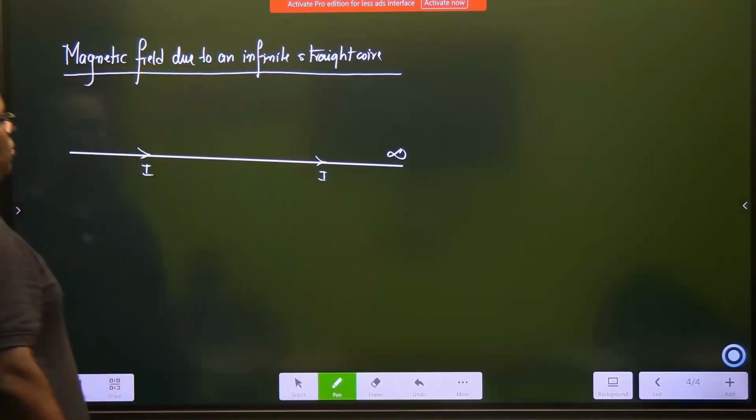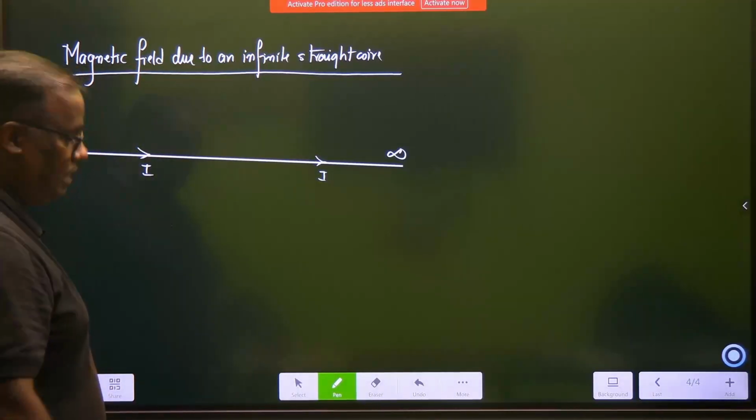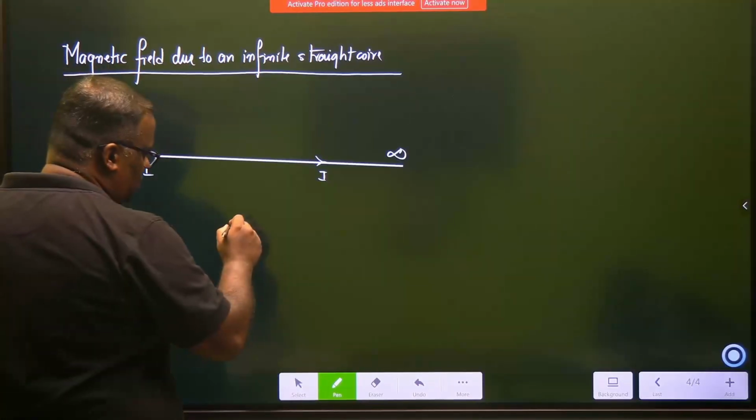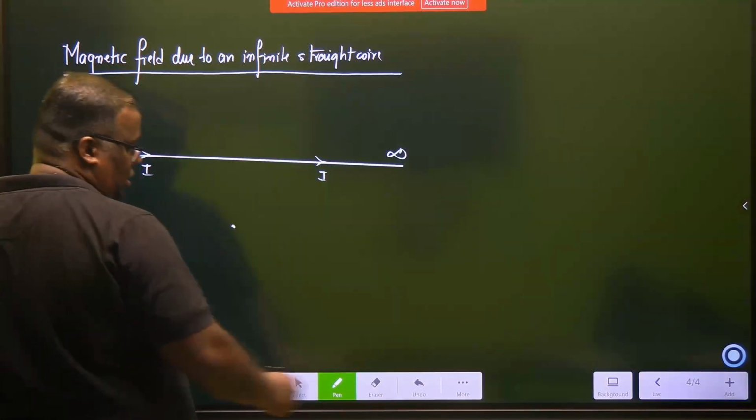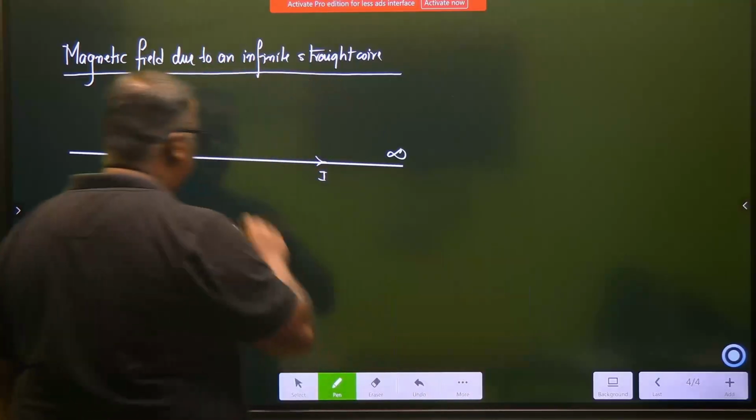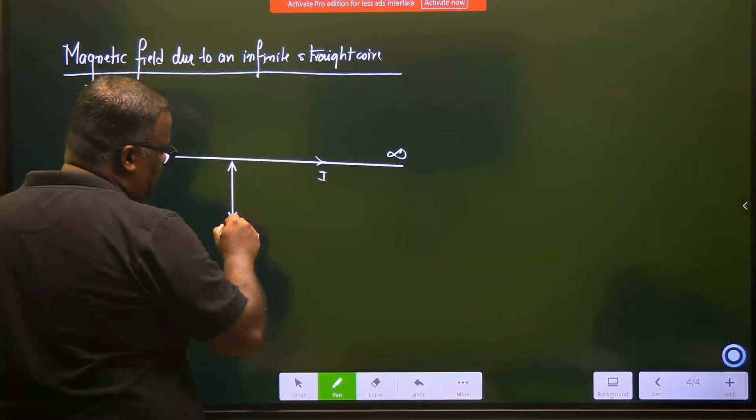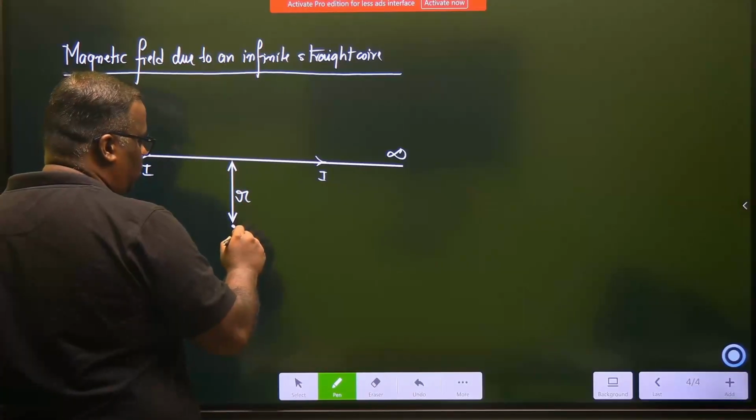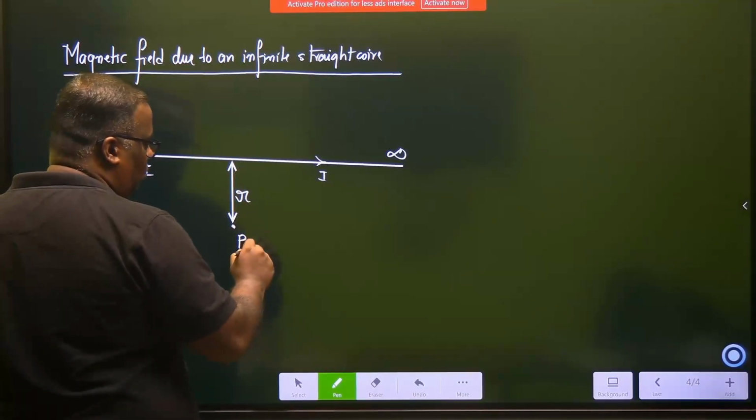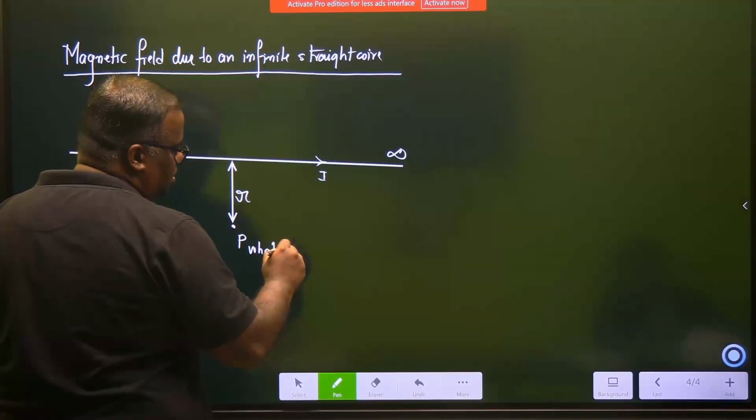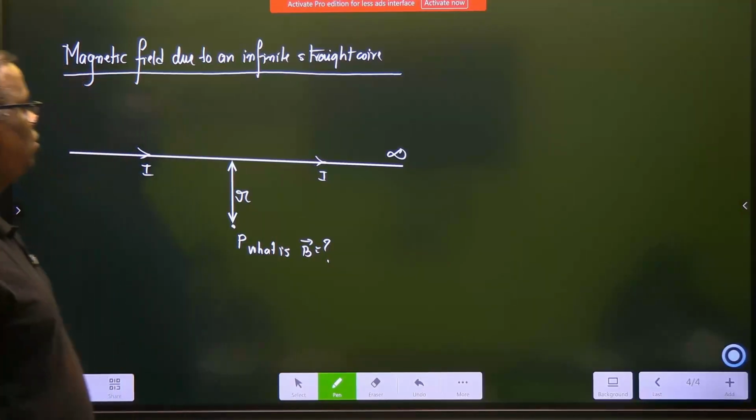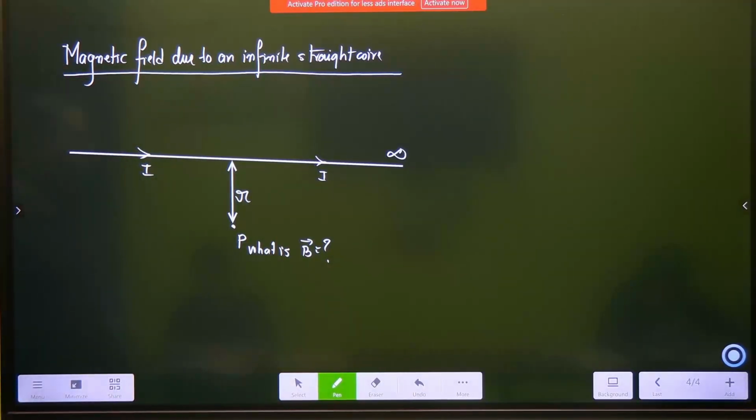So write down, suppose an infinite straight wire carries the current I and we want to find the magnetic field B at a distance. Distance is always perpendicular distance. This distance is R, and you want to find out at a point P what the magnetic field is.